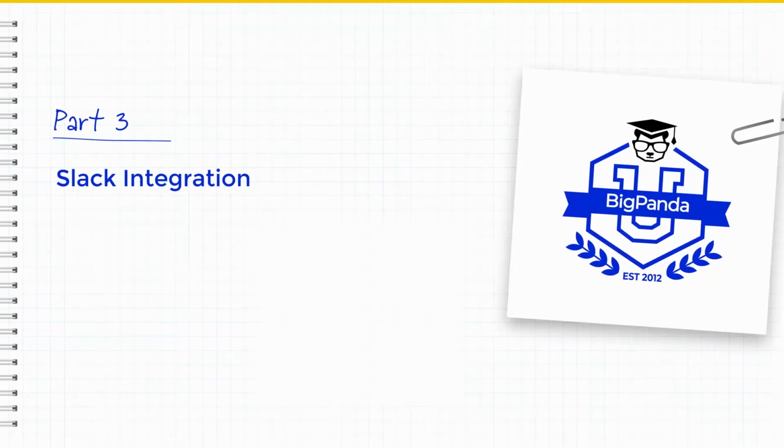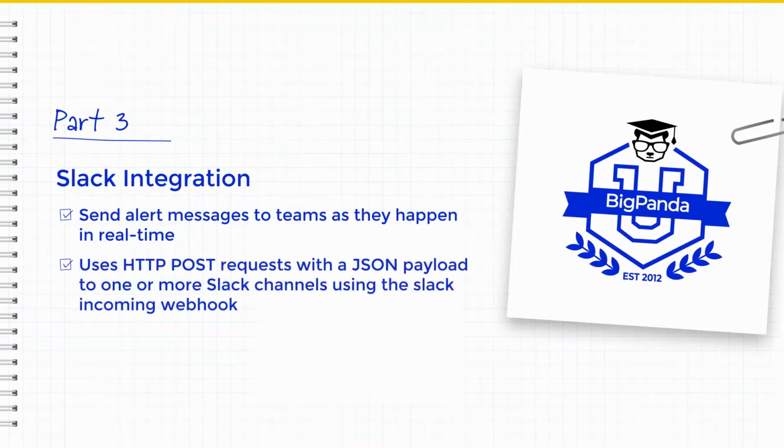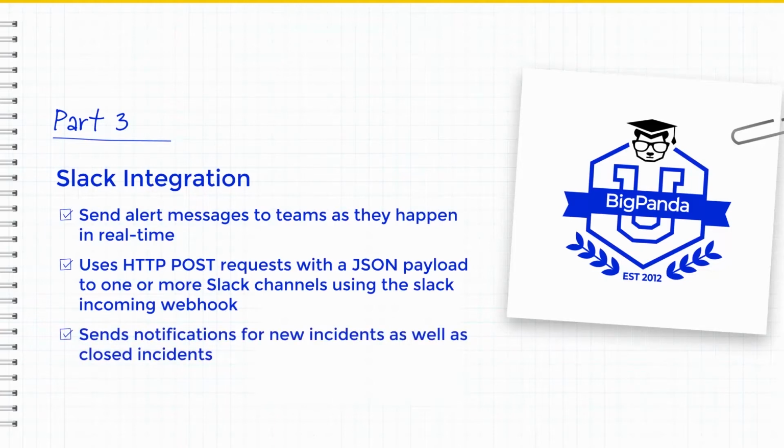Using BigPanda to send alert messages to team members through chat tools shortens the incident resolution time, creates transparency, and encourages communication between teams. In this example, we'll use Slack. The BigPanda Slack integration allows you to send alert messages to operations teams, engineers, and support groups through the Slack communications as they happen in real time. The Slack integration uses an HTTP post request with a JSON payload containing alert information to one or more Slack channels using the Slack incoming webhook. The integration will send notifications for new incidents as well as closed incidents, but you also have the option of manually sending messages containing pertinent incident updates.